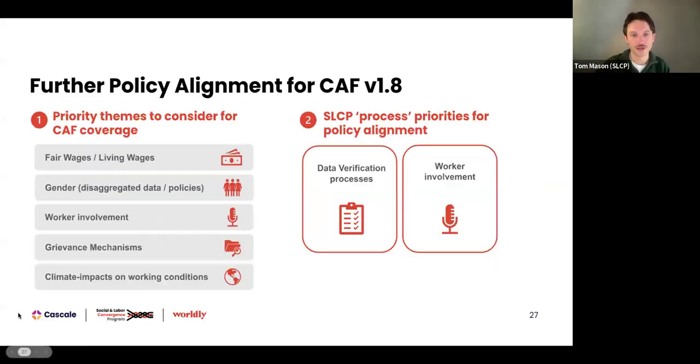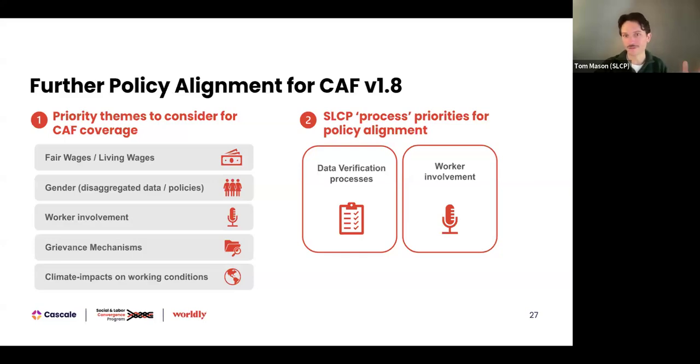So jumping to the next slide, we also have further ambitions starting next year and beyond to further align the CAF for CAF 1.8 or future versions of the CAF. And what we want to do here is really dive into some priority themes that are, again, incorporated in these pieces of legislation. So fair and living wages.